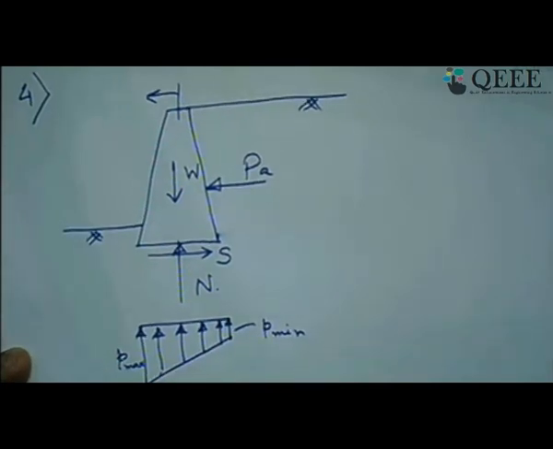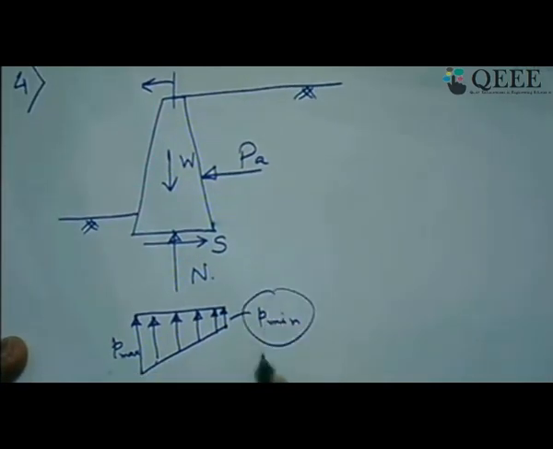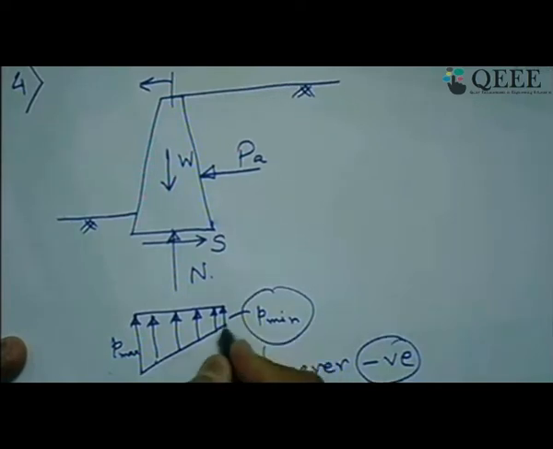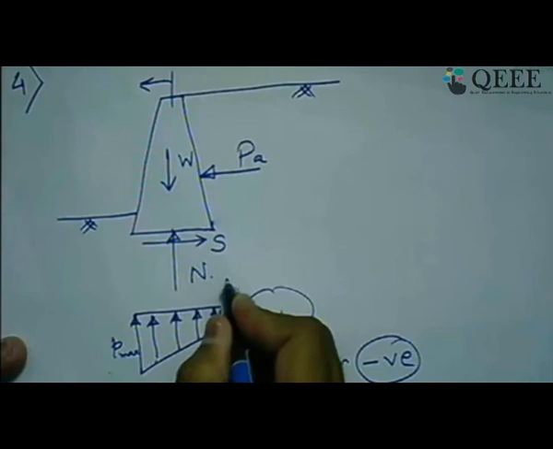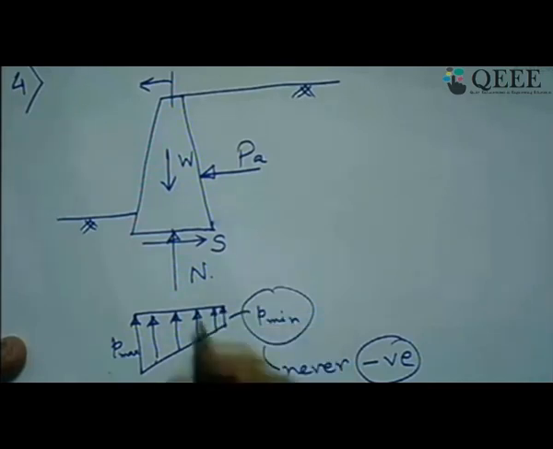What are the things we should check? This P minimum should never be negative. That means, you know that soil cannot take tension, so this will always be like this. It should not cross and go like this. That means it cannot take tension. So it should be checked that P minimum is a positive or compressive value.